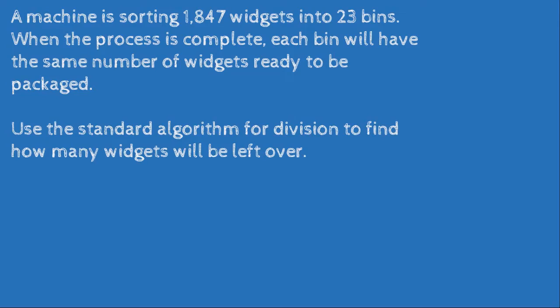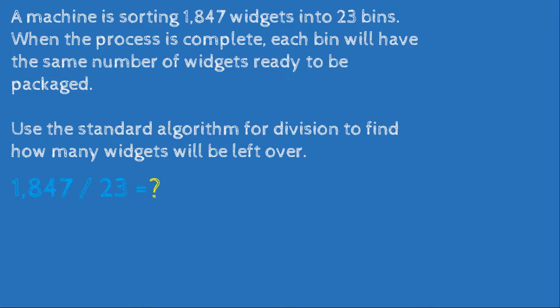And we move on to an example. A machine is sorting 1,847 widgets into 23 bins. When the process is complete, each bin will have the same number of widgets ready to be packaged. Use the standard algorithm for division to find how many widgets will be left over.